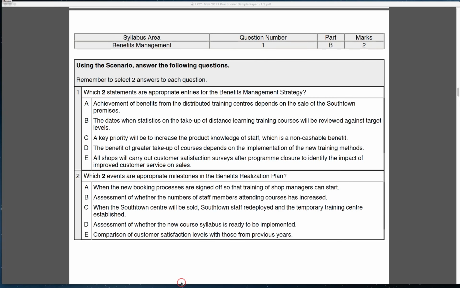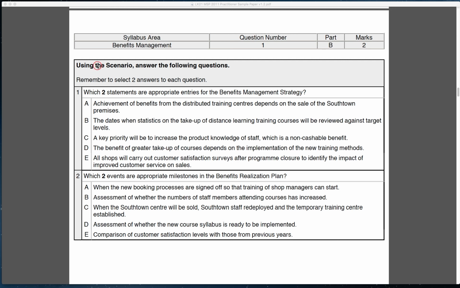Welcome to this session where we're looking at reviewing the questions for the practitioner paper for the Managing Successful Programs, and we're in the syllabus area benefits management still. Question 1, this time we're going to look at part B, as you can see by the top box.